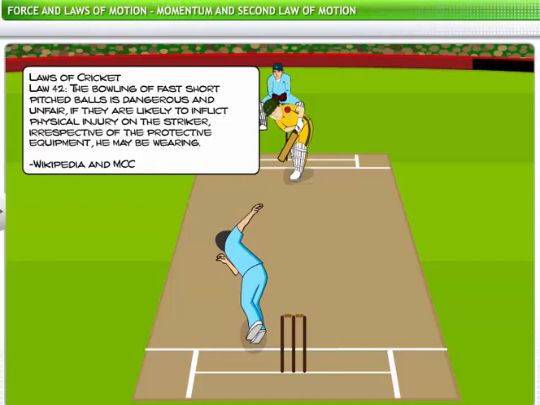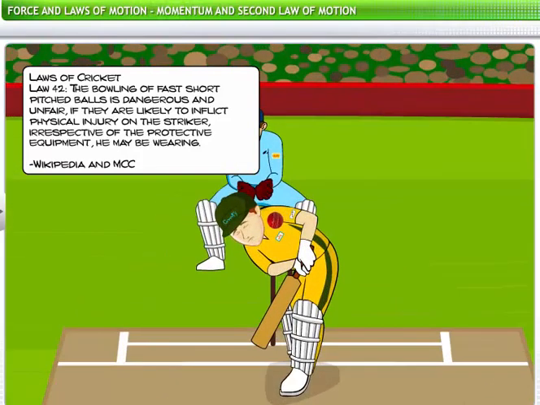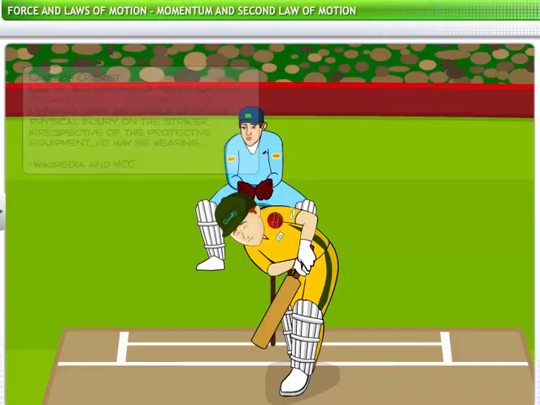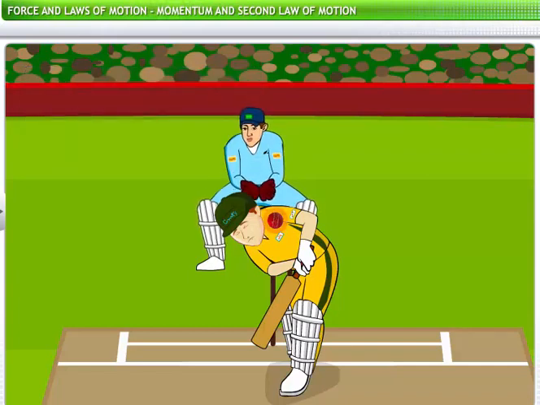According to Law 42 of the laws of cricket, the bowling of fast short-pitched balls is dangerous and unfair if they are likely to inflict physical injury on the striker, irrespective of the protective equipment he may be wearing. How could a small object like a ball inflict injury on a cricketer?